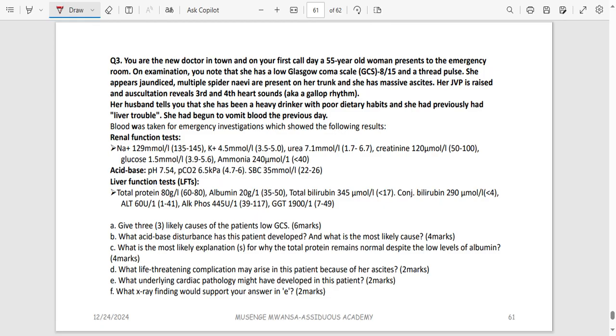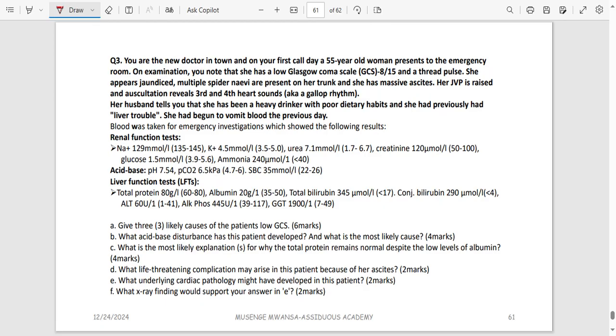pH is 7.54, partial pressure of carbon dioxide 6.54, SBC, which is standard bicarbonate, is 35, which is high. Liver function test: the total protein is normal. Albumin is low. Total bilirubin is high. Conjugated bilirubin is high. ALT, liver enzyme, is high. Phosphate is high. In other words, liver enzymes are elevated.